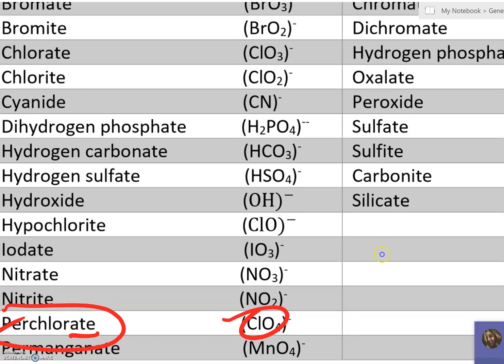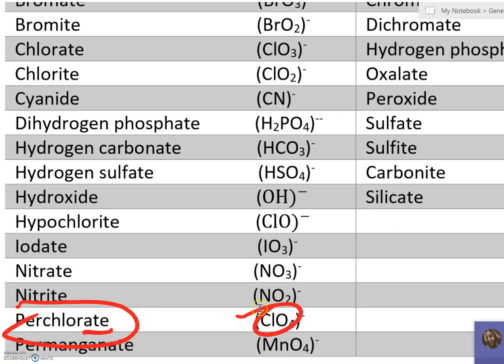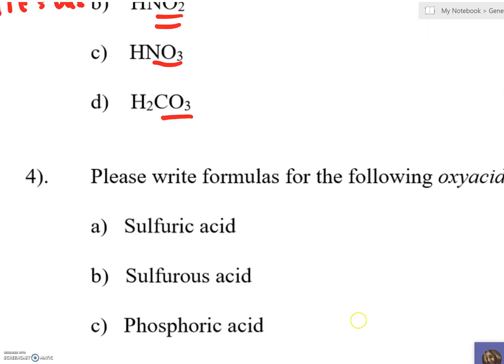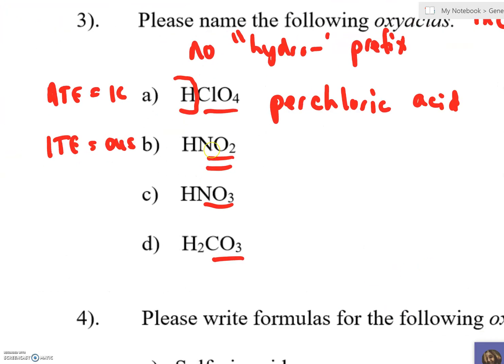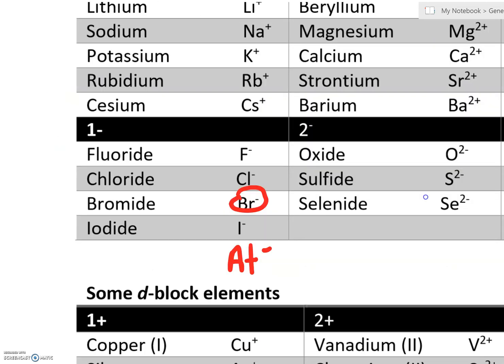So the same thing with this guy, NO2. Right here, NO2, we see it right here. And this is something called nitrite. So it ends in ite, and that means we're going to change it to -ous. There is no hydro prefix, so if it is nitrite, we're going to change it to -ous. Nitrous acid.